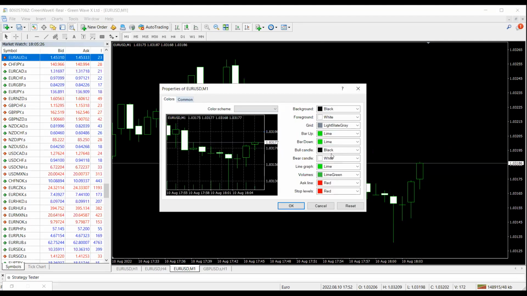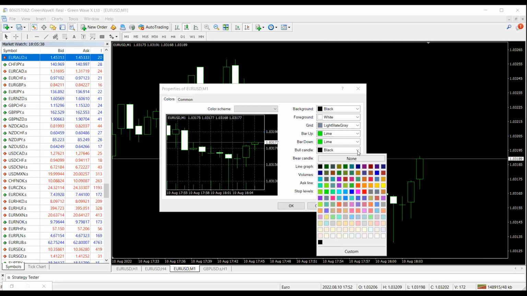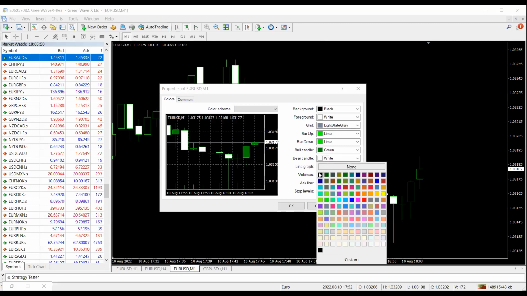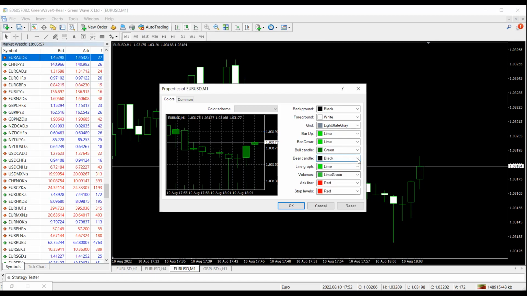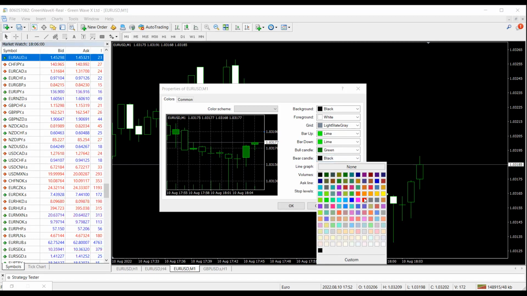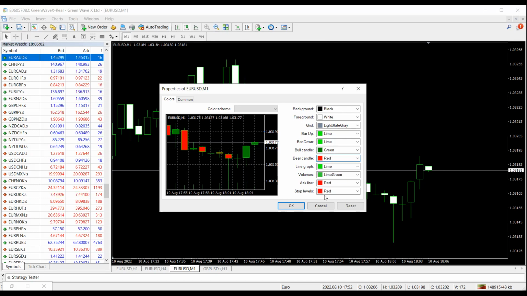You have the color here. Then go to where you have bull and bear candle. You can see the bull candle is black, the bear candle is white. Some people like their bull candle to be, let's say, green. And you want your bear candle to be black, but it can't be black because you have a black background, it won't show anything. Okay, let's make it red.